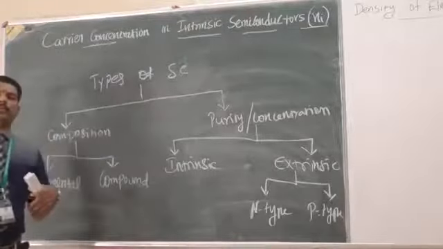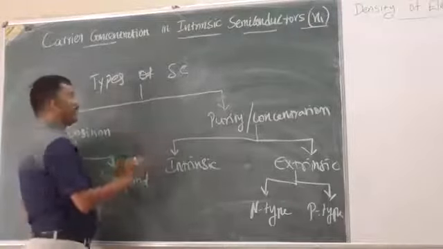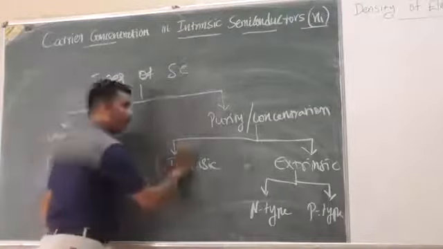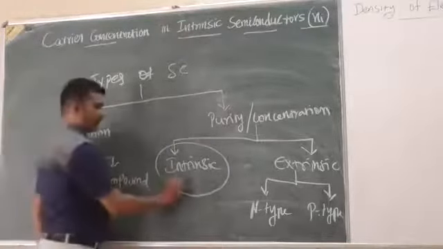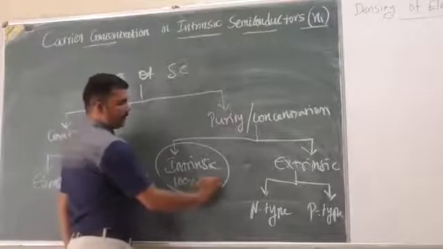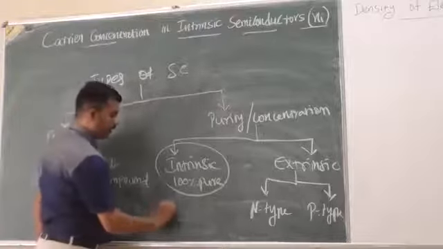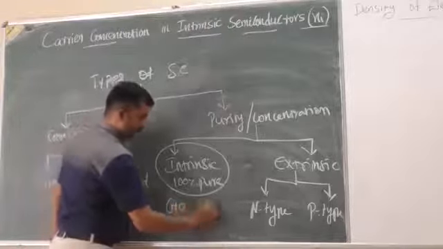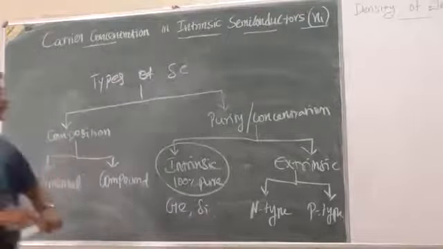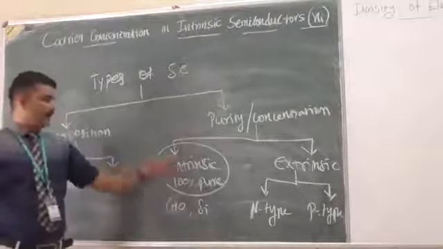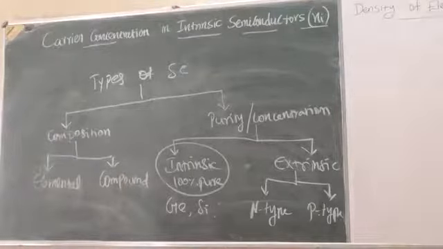So today we are going to calculate the intrinsic carrier concentration value for a pure semiconductor. This is a 100% pure semiconductor. The best examples of intrinsic semiconductors are germanium and silicon. Now I am going to draw the intrinsic semiconductor band diagram. You can look at it.